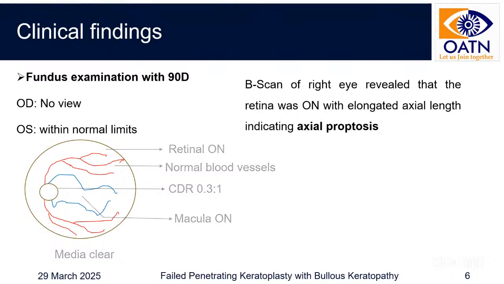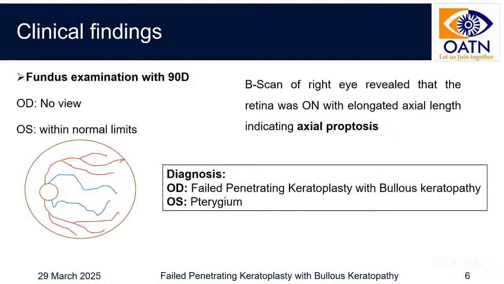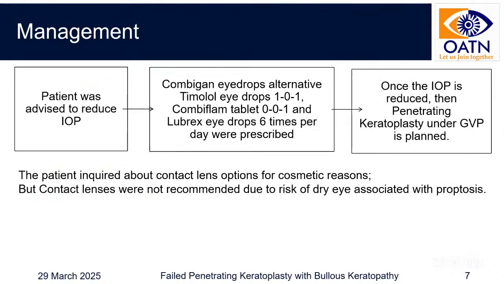So axial proptosis was seen. The diagnosis: the right eye was diagnosed with failed PK with photo chemotherapy, and the left eye was diagnosed with pterygium. So, management: first, the patient was advised to reduce IOP.